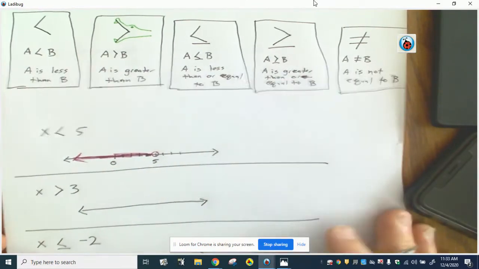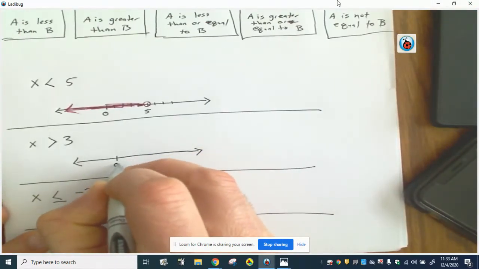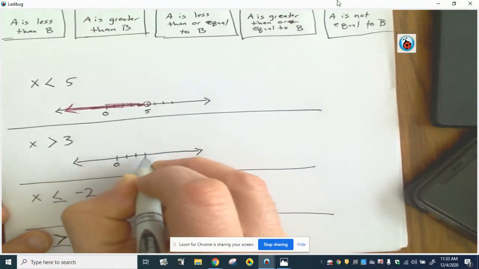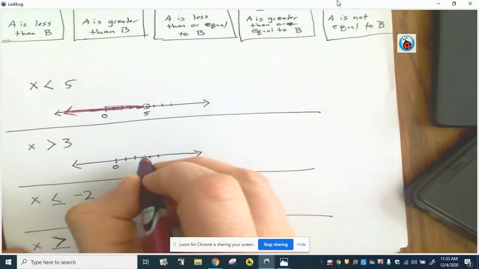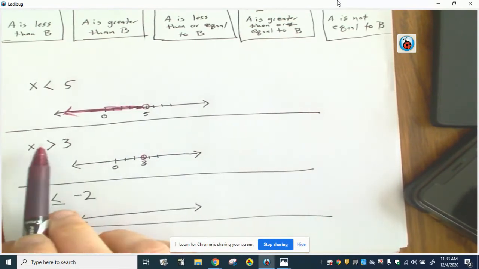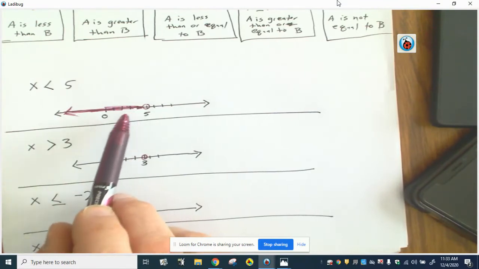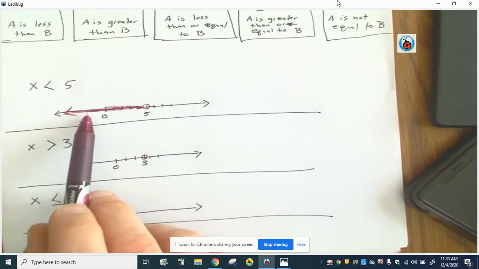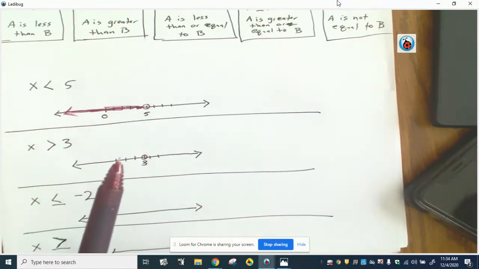Okay? The next one, we would have to have a point at 3. So I'd put my 0 in, then 1, 2, 3. We're going to have a point at 3. We're going to leave that circle open because it is not underlined. By not underlining, it means we're going to count all those points up to that point, but we're not actually including that particular point.